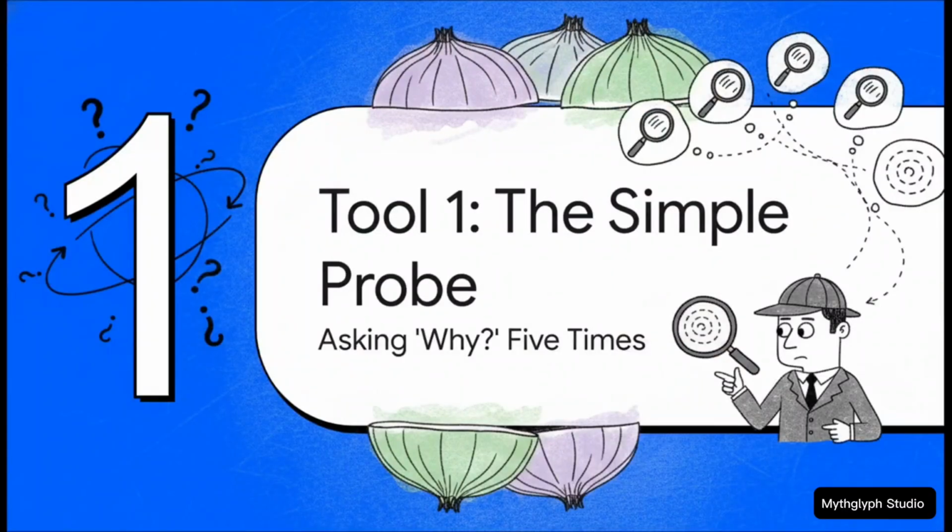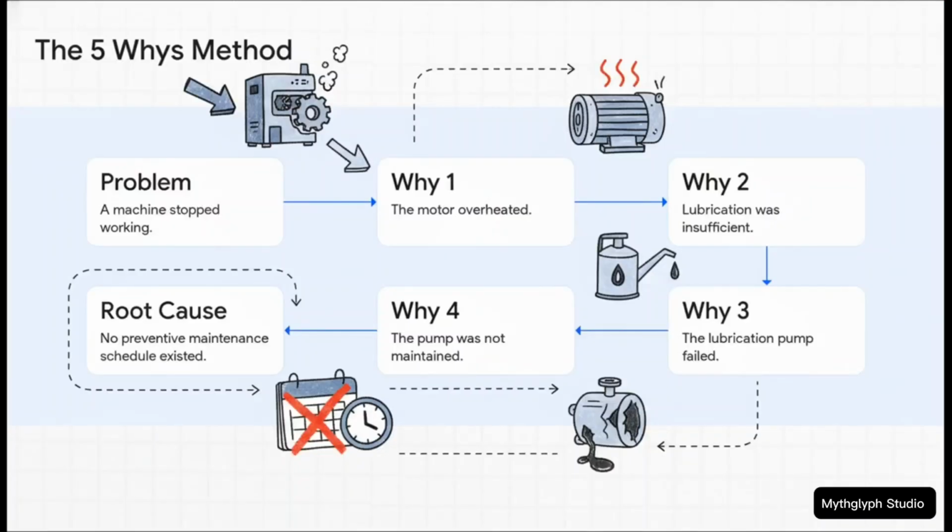So the first tool in our toolbox is, honestly, just so simple, but it's incredibly powerful. It's all about being persistent, asking questions. It's called the 5 whys method. The whole idea is you just keep asking why over and over again until you literally can't anymore. You're just peeling back the layers of the problem one by one like an onion. Let's walk through a classic example to see exactly how this plays out.